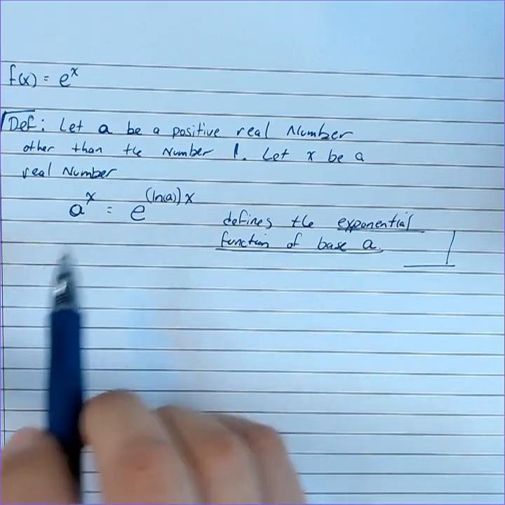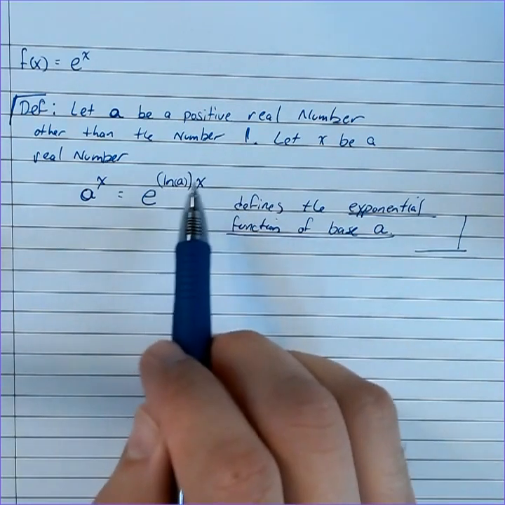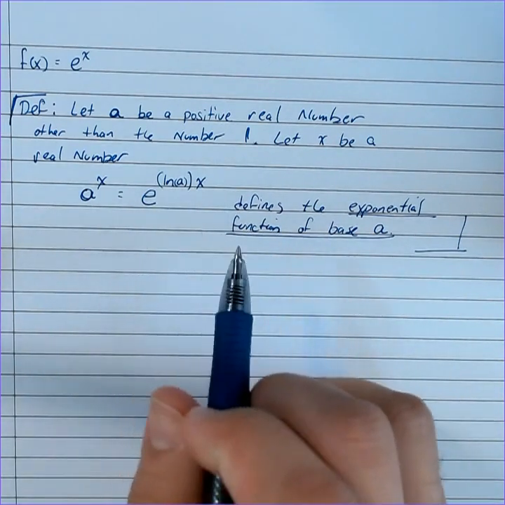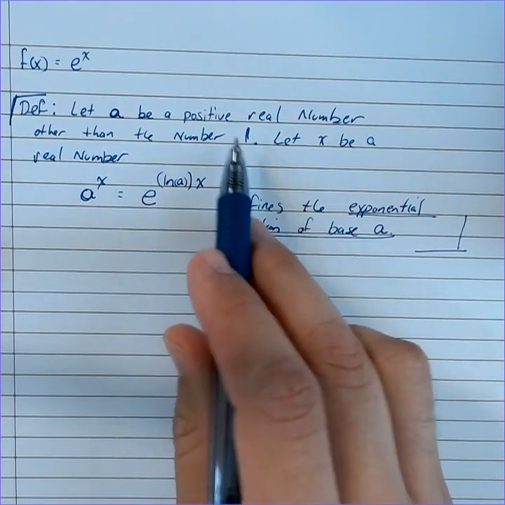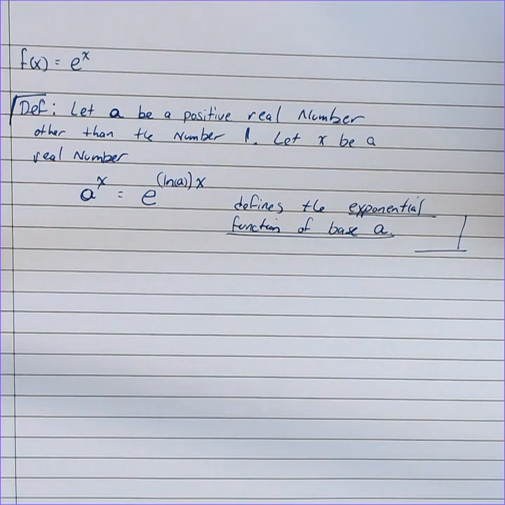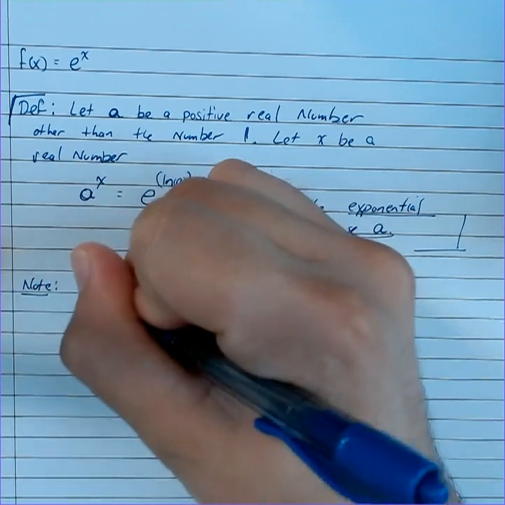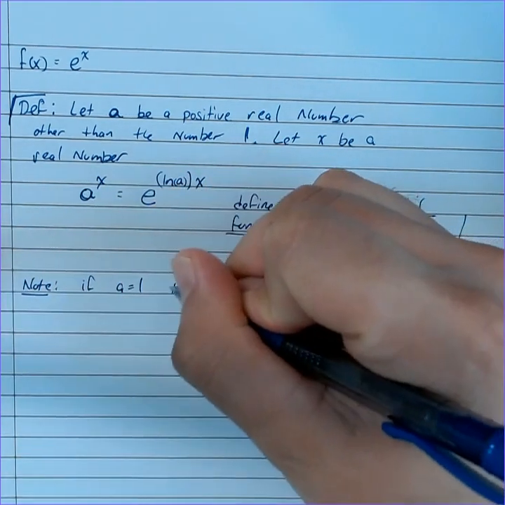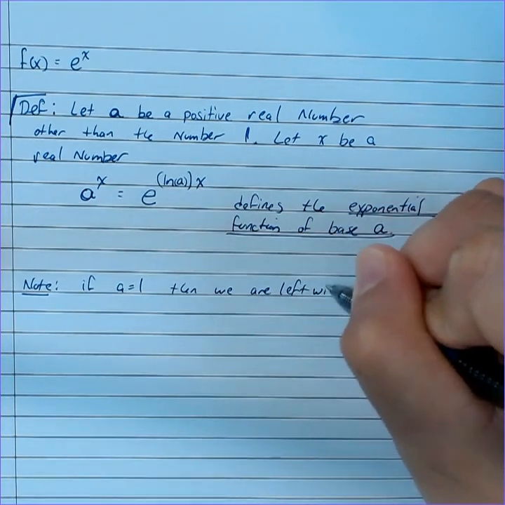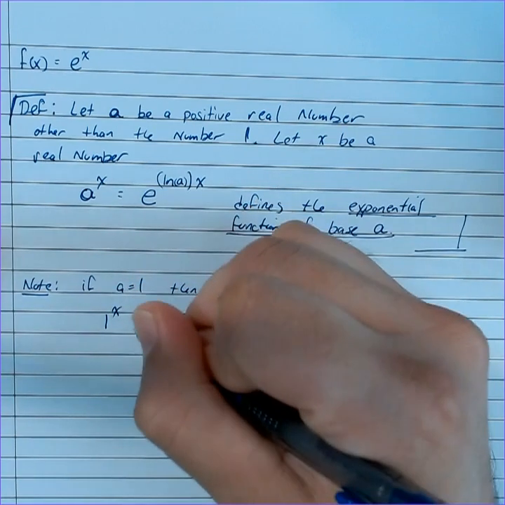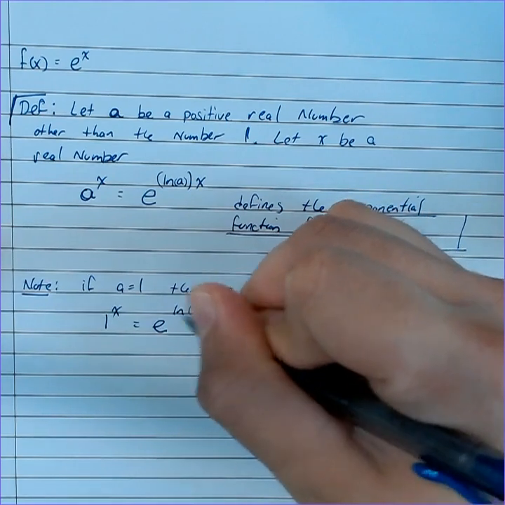We're going to develop a few things about this new exponential function of an arbitrary base. But before we do, let's talk a little about what the definition says and what it restricts. So first of all, we want to say, okay, let's make sure that a is not equal to 1. You say, well, why not? Well, if it's equal to 1, note, if a is equal to 1, then we are left with 1 to the power of x, which is equal to e to the natural log of 1 times x.